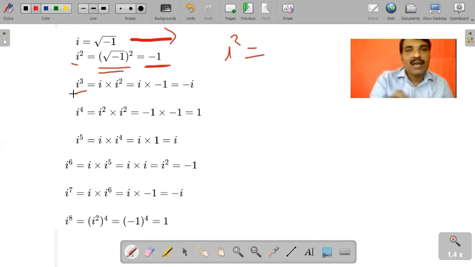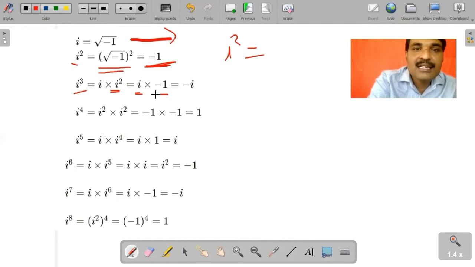What is iota cube? Iota cube means iota into iota square. That means iota multiplied by iota square. Iota square value is -1. So iota multiplied by -1. That is equal to minus iota. Now iota raised to 4. We can write iota square multiplied by iota square. That is -1 into -1. That is equal to 1.